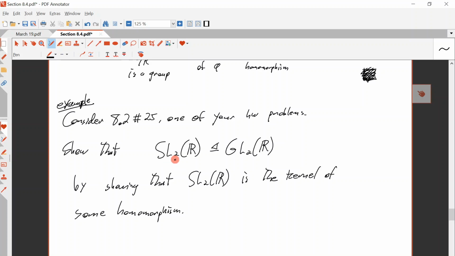Show that the special linear group is a normal subgroup of the general linear group over R. And you do that by showing that SL2R is the kernel of some homomorphism.